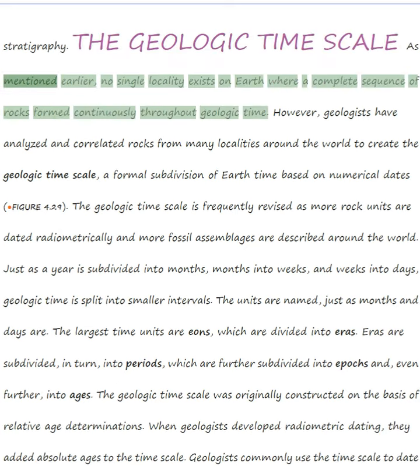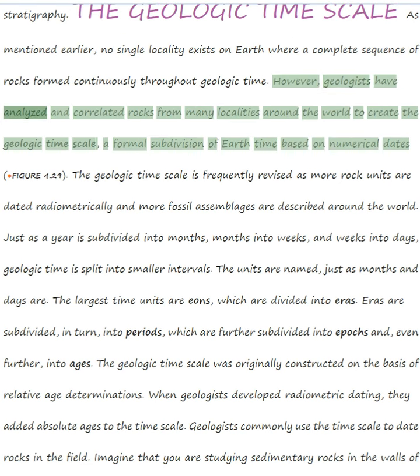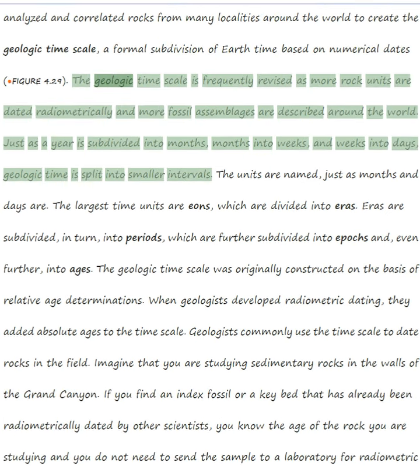The geologic time scale. As mentioned earlier, no single locality exists on Earth where a complete sequence of rocks formed continuously throughout geologic time. However, geologists have analyzed and correlated rocks from many localities around the world to create the geologic time scale, a formal subdivision of Earth time based on numerical dates. The geologic time scale is frequently revised as more rock units are dated radiometrically and more fossil assemblages are described around the world. Just as a year is subdivided into months, months into weeks, and weeks into days, geologic time is split into smaller intervals.